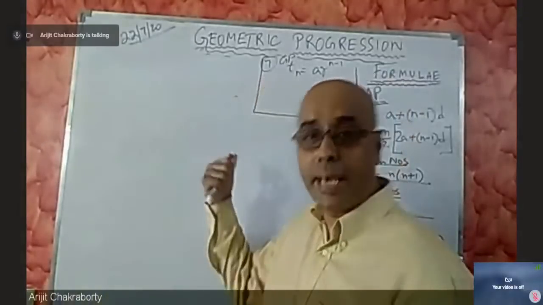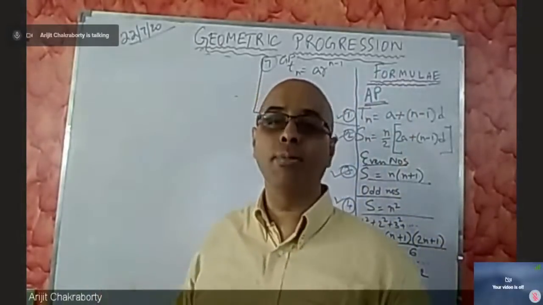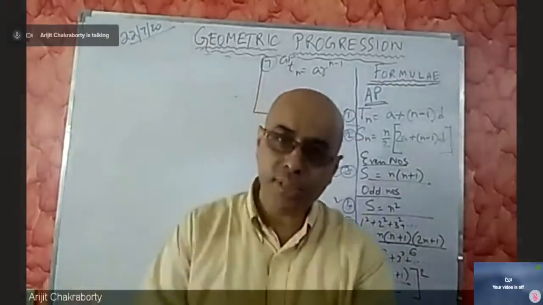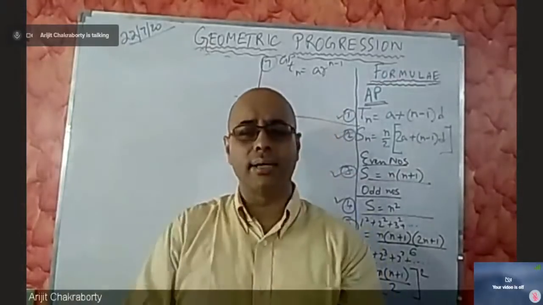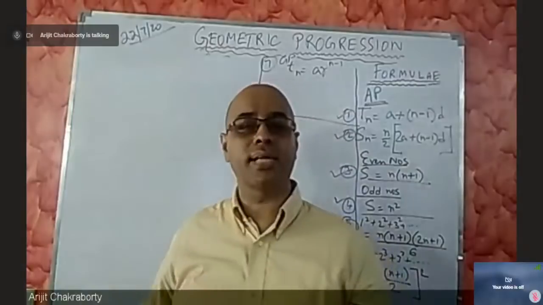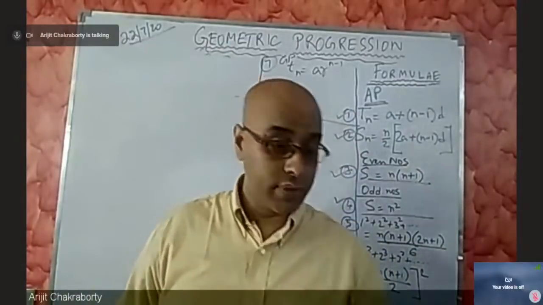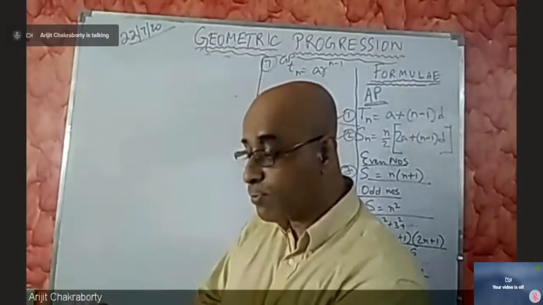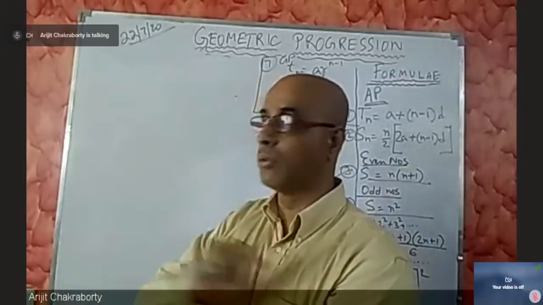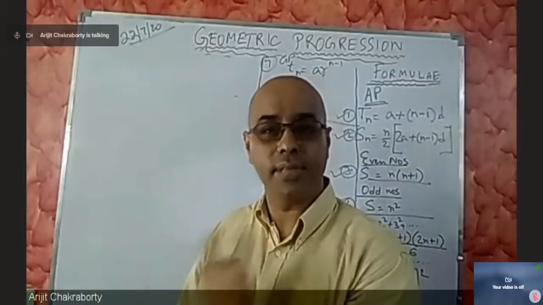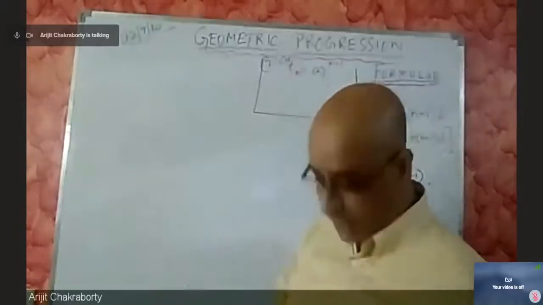But here in AP and GP, you won't have any problem, because looking at the question itself, you will quickly understand. In the flash of a second, you will understand, oh, this is an AP. I have a common difference here, so AP. Oh, in this problem, I have a common ratio. Oh, then it's a GP. Okay, it's easier to understand. Okay, let me take the next one.